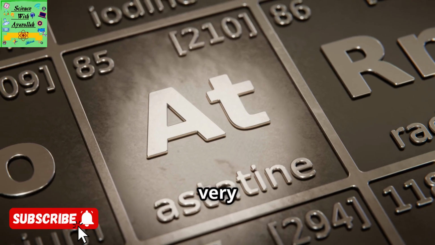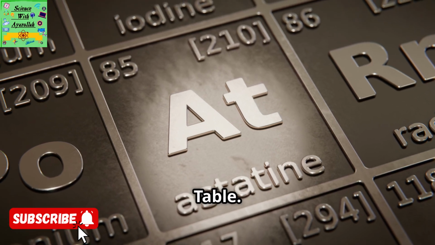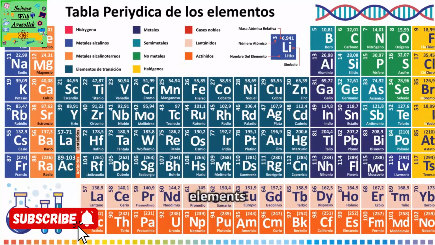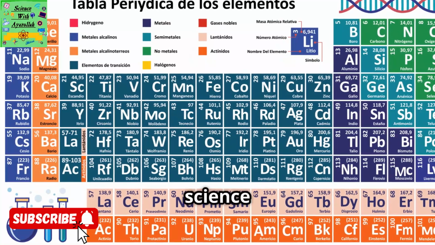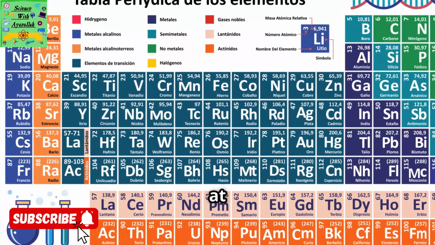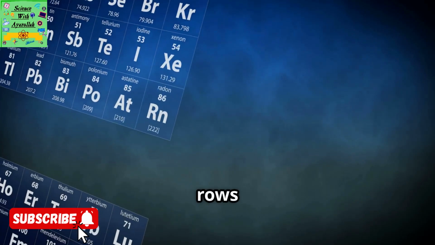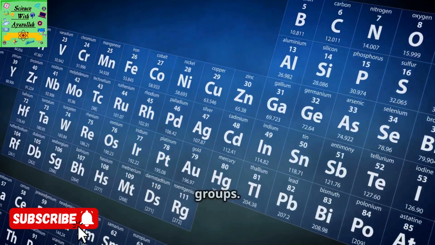Scientists have developed a very useful way of arranging the elements. This is called the periodic table. The full periodic table containing all of the 118 known elements is very large and complex. There may be one on the wall of your science laboratory. You're just going to look at the first 20 elements. The periodic table is organized into rows and columns. The rows are called periods. The columns are called groups.